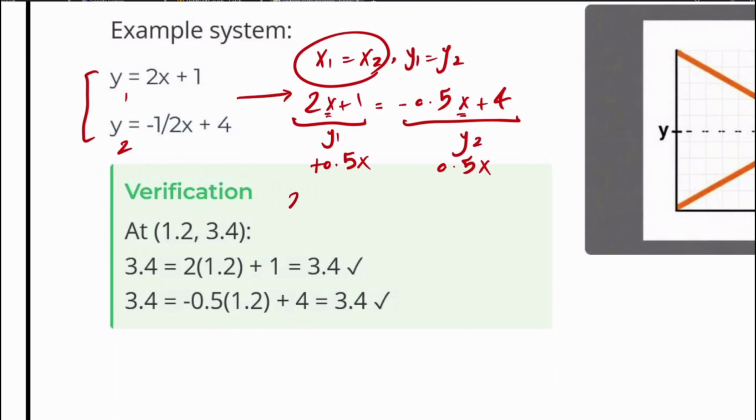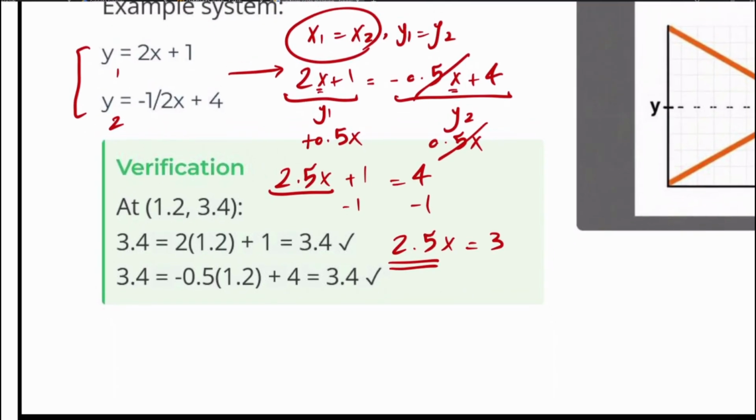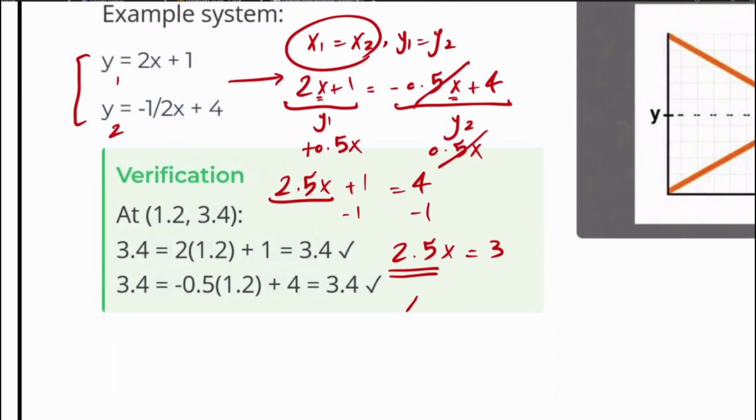So I have 2.5x plus 1 equals, this guy is going to cancel out this guy, plus 4. After that, I have to subtract 1 from both sides. Why? Because I'm going to keep only my 2.5x over here. So I have 2.5x equals 3. And after that, I have to get rid of that, so I divide both sides by 2.5. So x equals 3 divided by 2.5. If you do this calculation, you will find out that x is going to be 1.2.